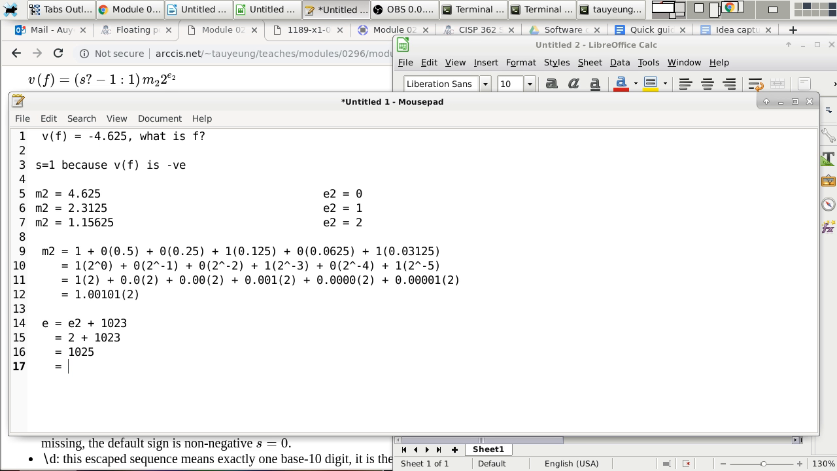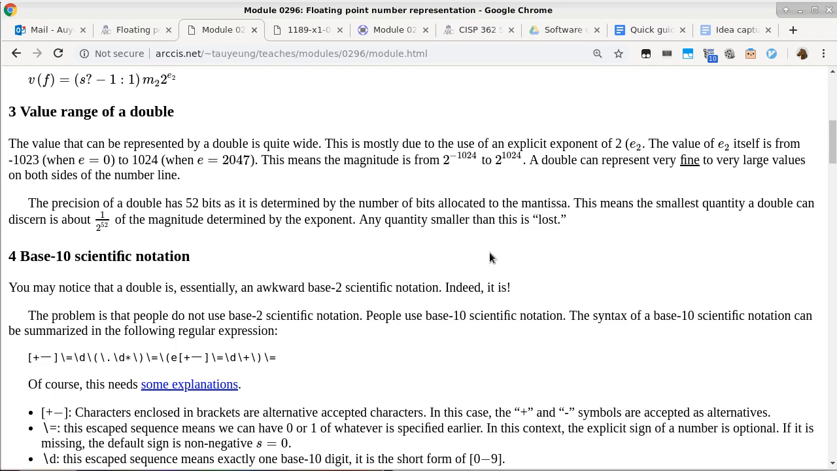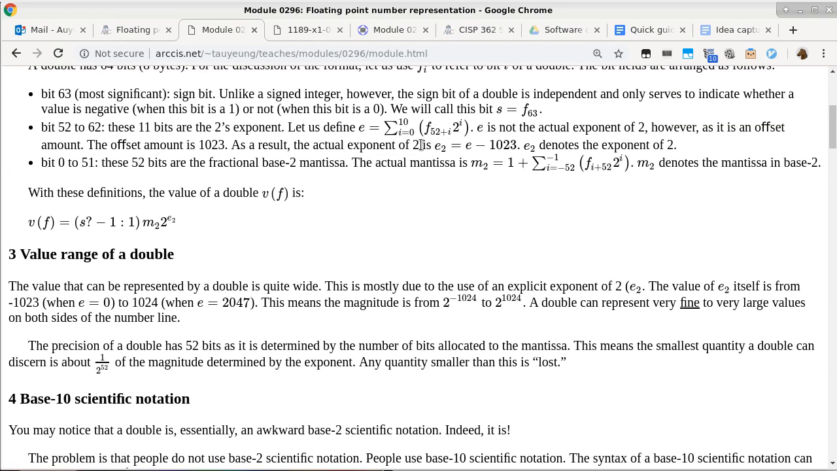Yes? Can you go over how you go from E2, line 14, to 2? Okay, let me switch back to the browser because it is actually in the browser here. The browser talks about how E is calculated, which is basically just an unsigned interpretation of the bits. But the actual exponent of 2 is E2, which is E minus 1023. So we now have E2. We start with E2 being 2, but we want to figure out what E is, because E is what is actually represented in a double.